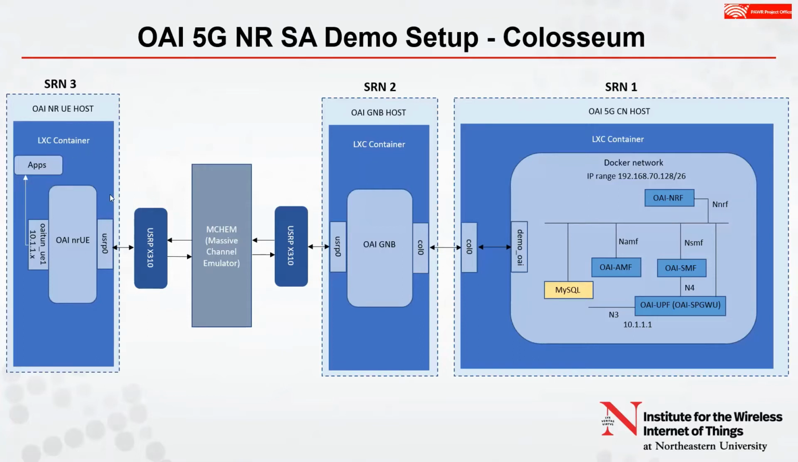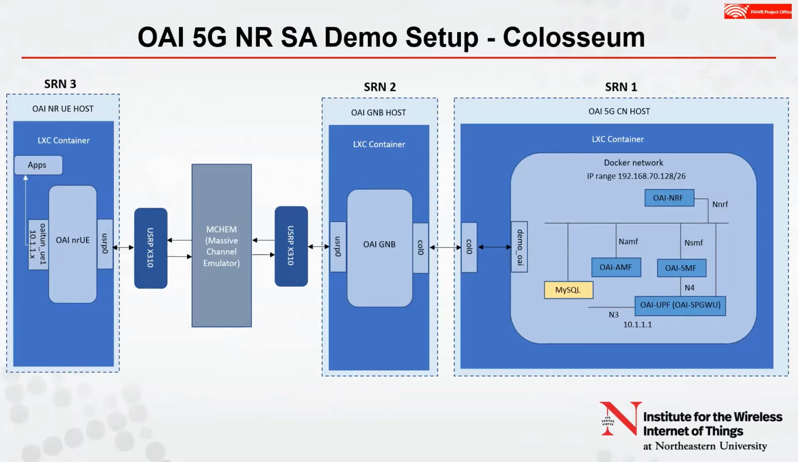On the left is SRN3, which is the UE host. The OAI UE runs in an LXC container on this SRN3, and it also transmits and receives via a USRP X310. For those of you in the audience who are familiar with OAI standalone mode setup, there are some small differences between a typical setup and the setup used on Colosseum.